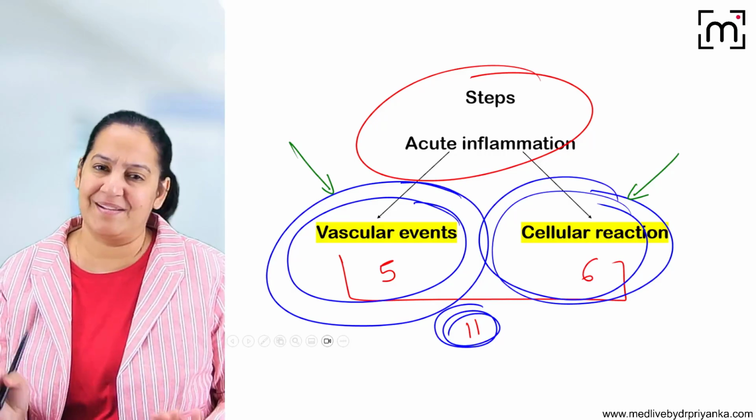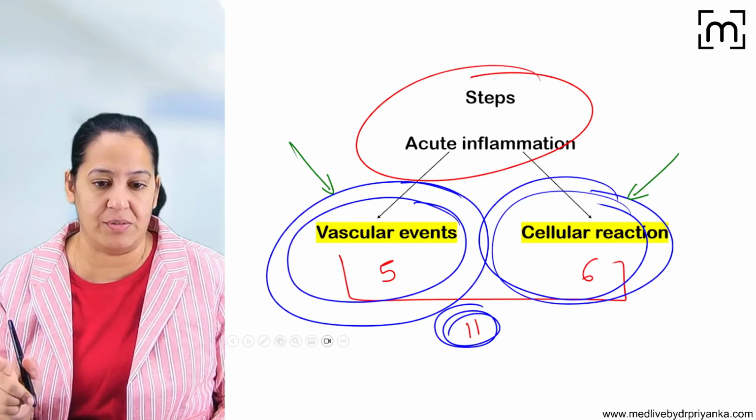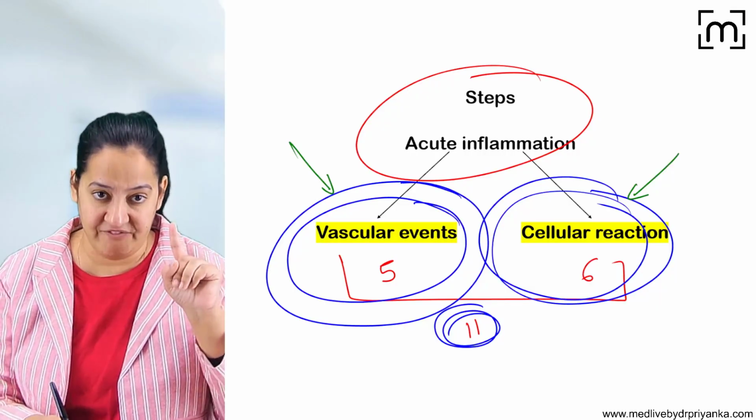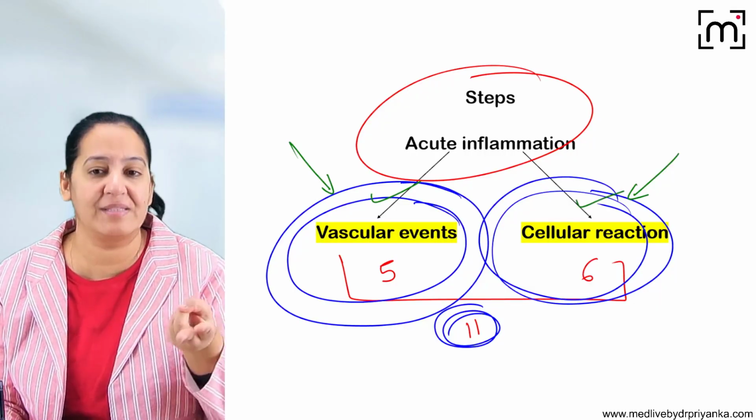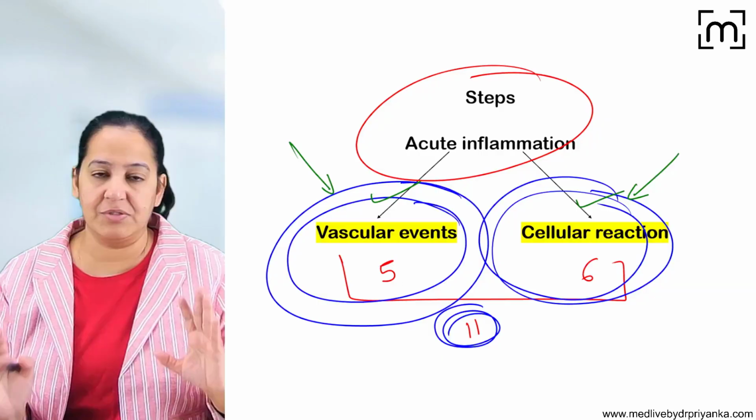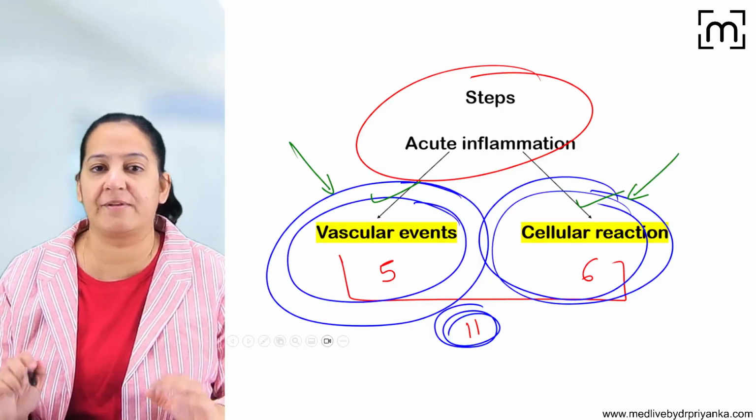So only total 3 steps are there. It's a small portion, the chronic inflammation, watch that also. So watch all 3 videos together: that vascular event, this video, the next video, that is cellular events, and the chronic inflammation, so that it will be crystal clear in your mind all the steps of the inflammation.